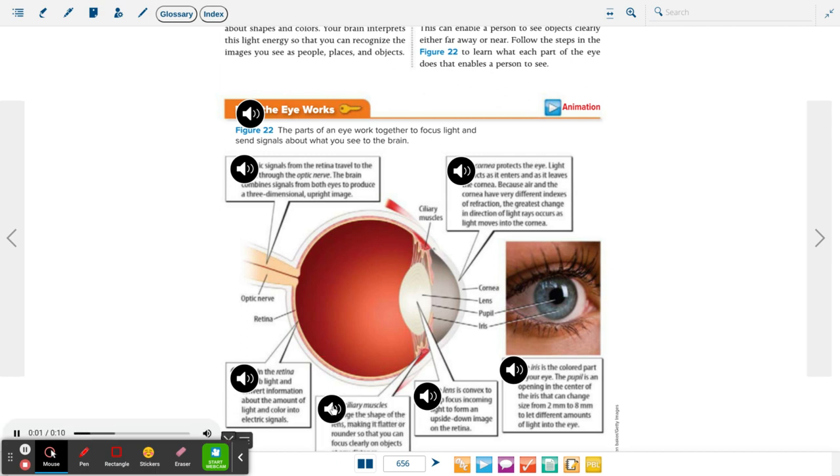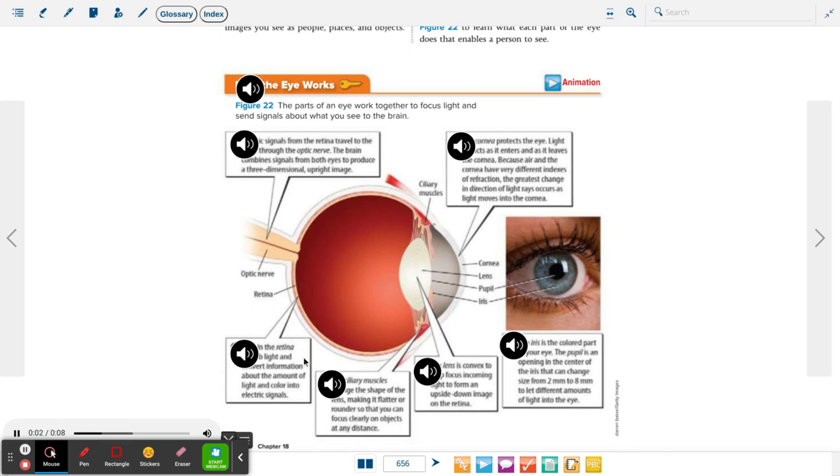Number 4. The ciliary muscles change the shape of the lens, making it flatter or rounder, so that you can focus clearly on objects at any distance. Number 5. Cells in the retina absorb light and convert information about the amount of light and color into electric signals. Number 6. Electric signals from the retina travel to the brain through the optic nerve. The brain combines signals from both eyes to produce a three-dimensional, upright image.